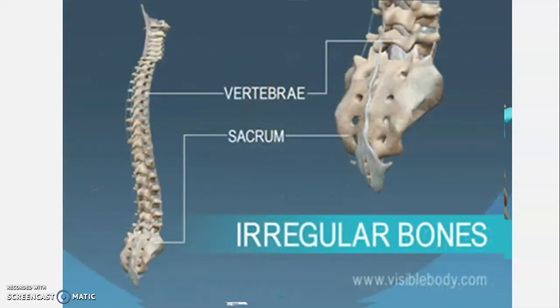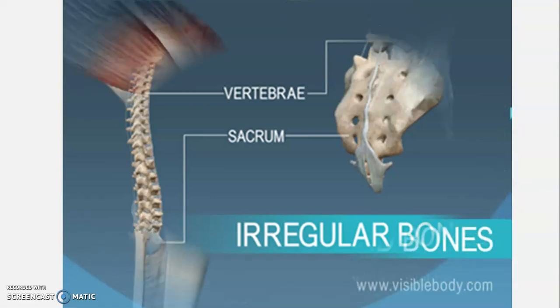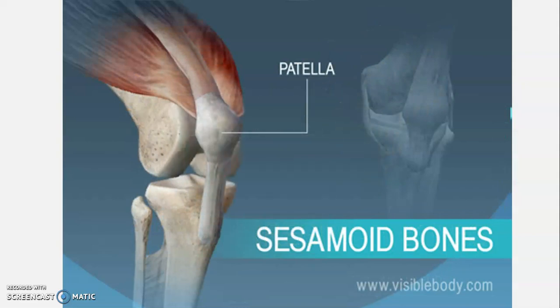Irregular bone. Irregular bones vary in shape and structure and therefore do not fit into any other category. And lastly, the sesamoid bones. Sesamoid bones are bones embedded in tendons. These small round bones are commonly found in the tendons of the hands, knees, and feet. Sesamoid bones function to protect tendons from stress and wear.